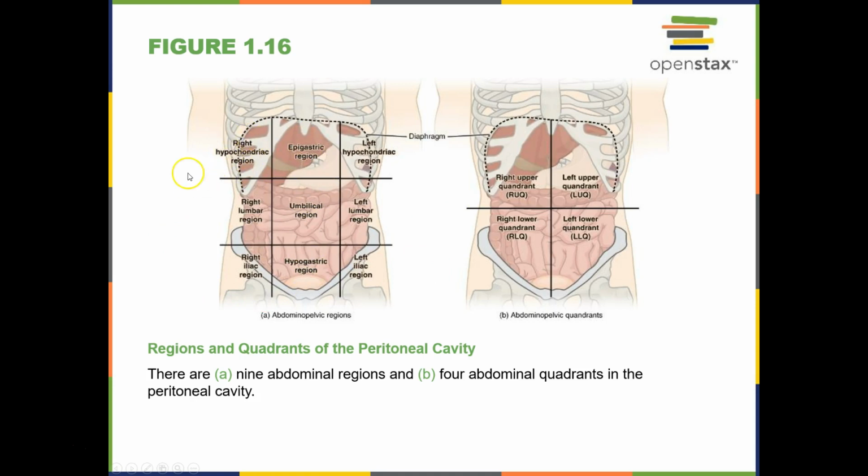Okay, so you have this right hypochondriac region and a left hypochondriac region. Right lumbar, left lumbar, right iliac, left iliac. And then down the middle, you have the epigastric and the hypogastric region. And then right in the very middle is that umbilical region.